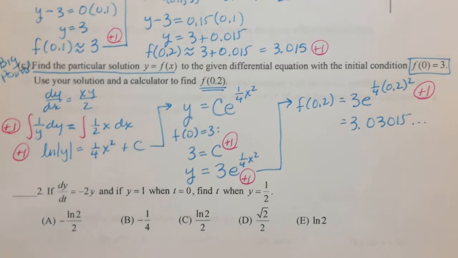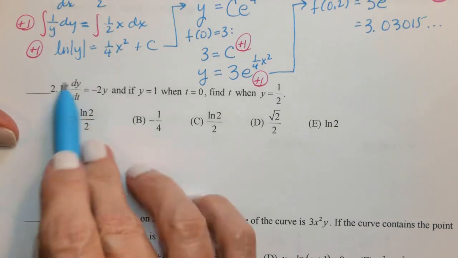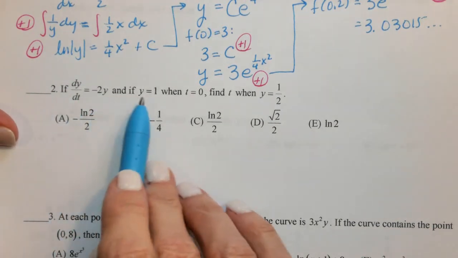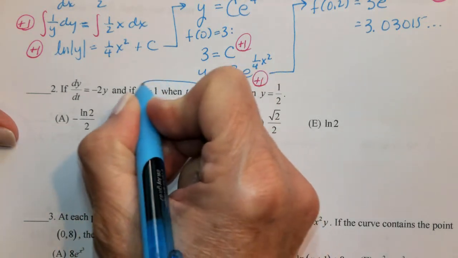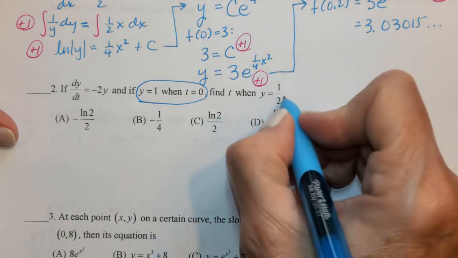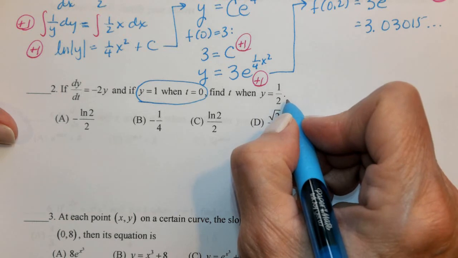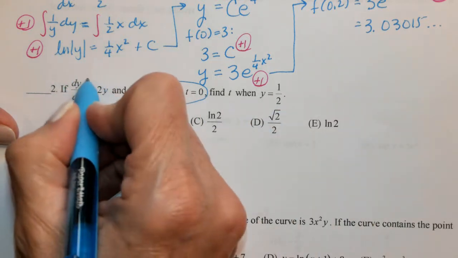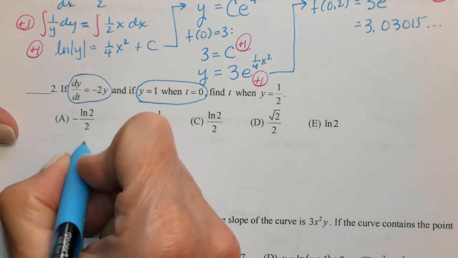Okay. All right. Number 2. It says if dy dt is negative 2y, and if y equals 1 when t equals 0, they're giving us an initial point, an initial condition. Find t when y is a half. So I'm going to take this and solve that differential equation.